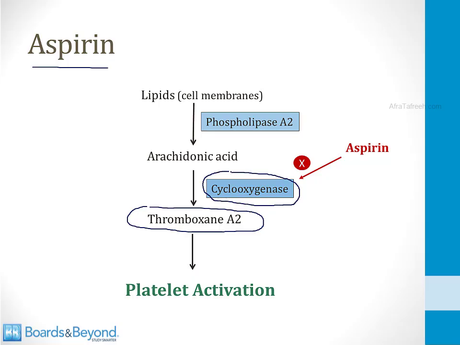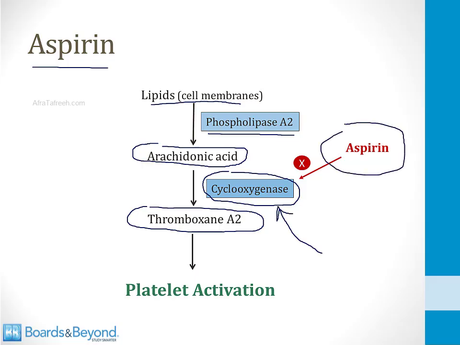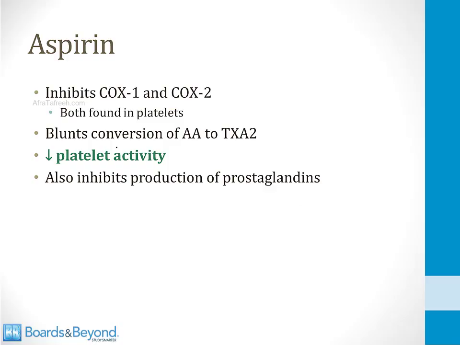The way the body makes thromboxane A2 is by beginning with lipids in the cell membranes. There is an enzyme in many cells in the body called phospholipase A2, which can pull lipids from the cell membranes and synthesize molecules of arachidonic acid. Arachidonic acid can then be converted by the enzyme cyclooxygenase into thromboxane A2, and that is where aspirin exerts its effect. There are two forms of cyclooxygenase found in the body. One's called COX-1, the other's called COX-2. They're both found in platelets, and aspirin inhibits both of these enzymes.